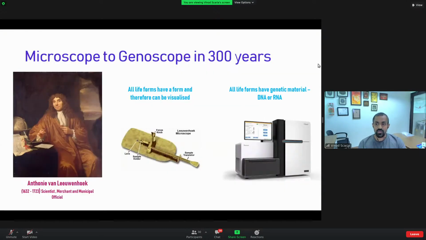For students out here, I think this is the right time to also discuss a bit of history. When you talk about microbiology, we pretty much talk about microscopy, and the father of modern microscopy is nobody other than Anthony van Leeuwenhoek. Now, 300 years after the invention of the microscope, we do have a much better microscope, and fortunately what we call a genoscope. Conceptually, they are very different. In the first form, they look at the size and the form of the organism, and in the genoscope, we typically look at the genetic material of the organism.